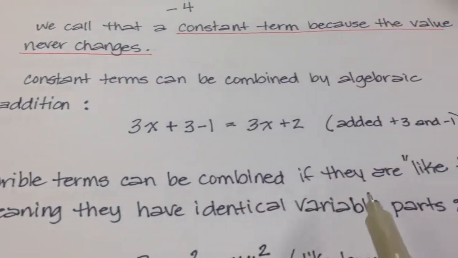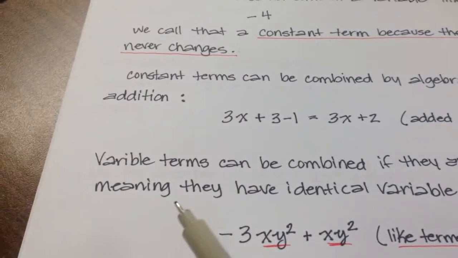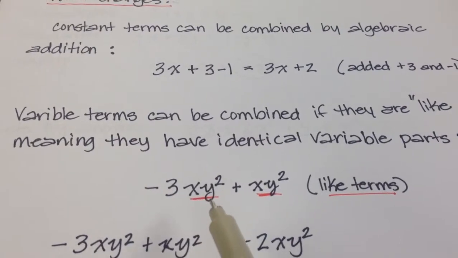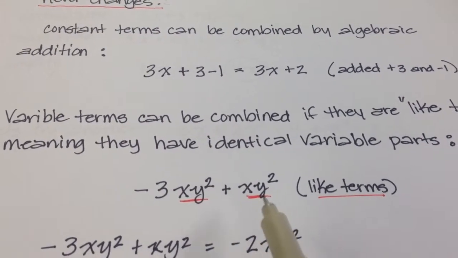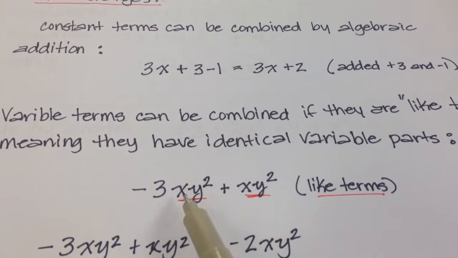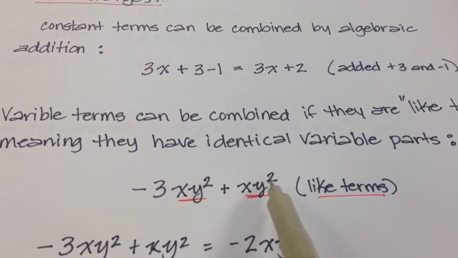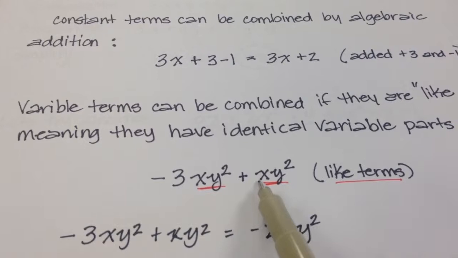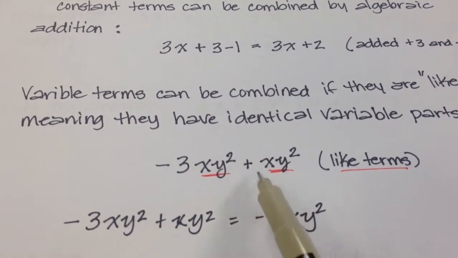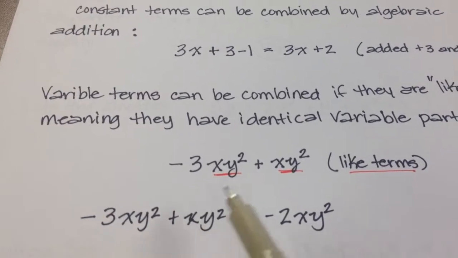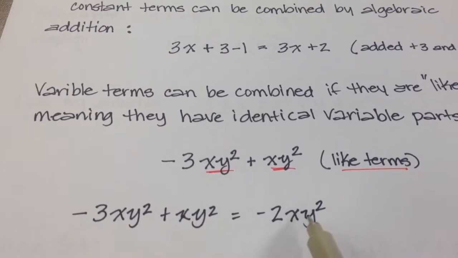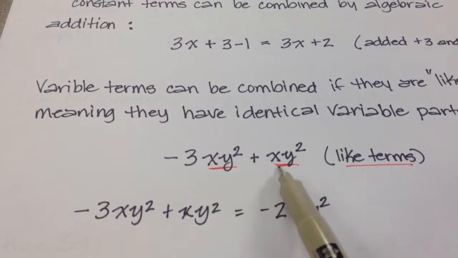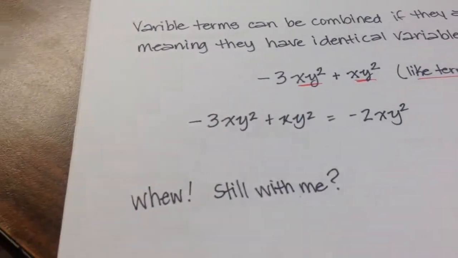Now, variable terms can be combined if they are like terms, meaning that they have identical variable parts. So -3xy to the second plus xy to the second, those are like terms because they both have an x, they both have a y, they both are to the power of 2. All right? So remember, if it doesn't have a number in front of it, we assume that the number is 1, positive 1. So -3 plus a positive 1 would be -2xy squared, because these are the same. So we just remember that that's like a 1. Are you still with me?